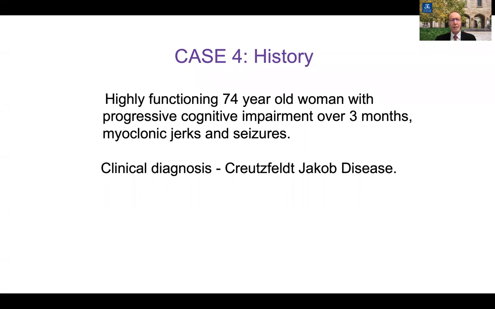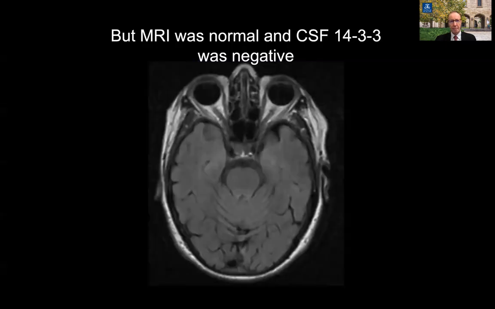Case 4, a highly functioning 74-year-old woman presented with progressive cognitive impairment over just 3 months, associated with myoclonic jerks and seizures. The clinical diagnosis was Creutzfeldt-Jakob disease. But the MRI was normal and the CSF 14-3-3 was negative. And this is pretty unusual.